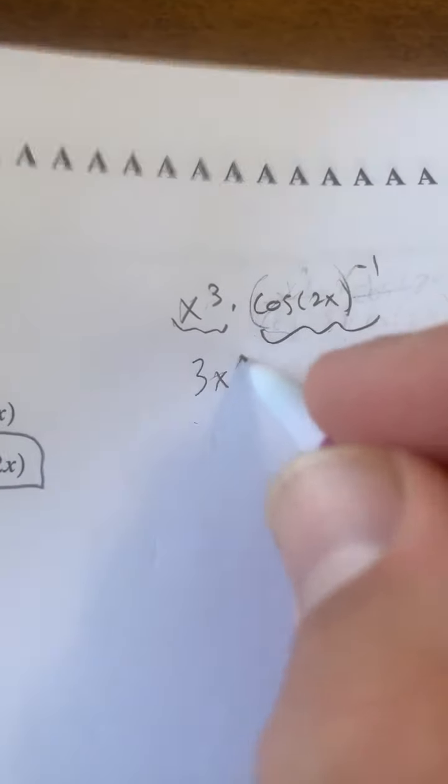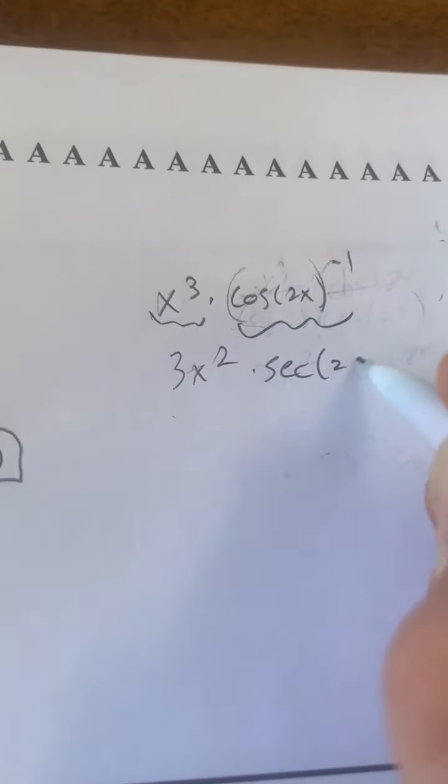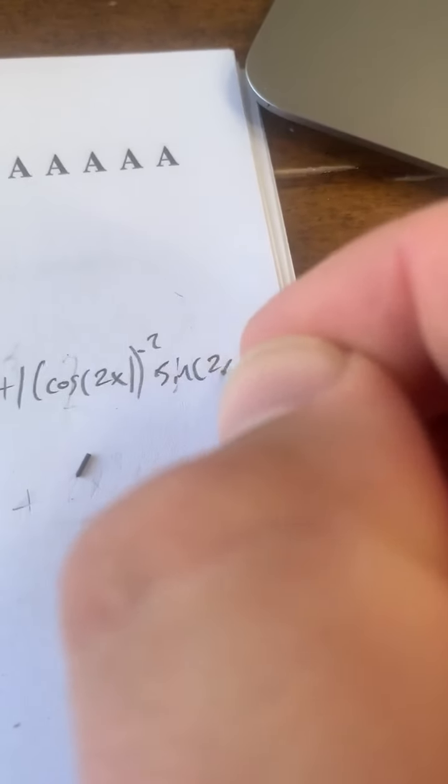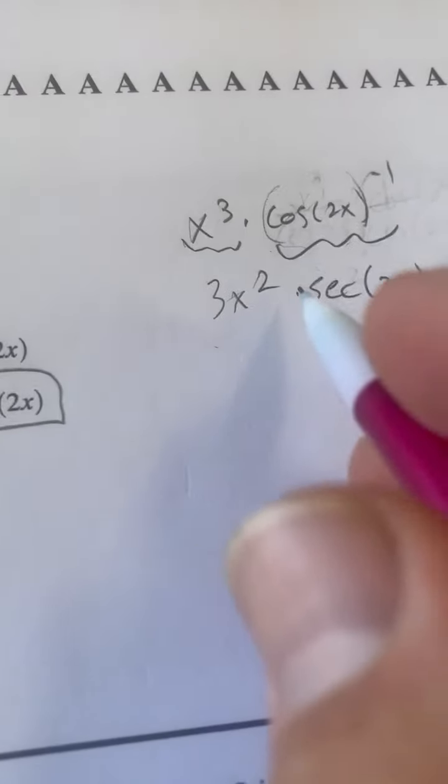So do the derivative of the first times the second, which is secant of 2x, plus the first, which is x cubed, times the derivative of this, which I would handle the negative 1 first. So I get negative 1 times cosine of 2x to the negative 2. Handle the negative 1, got to handle the cosine, which is negative sine, so that negative goes away. So I get sine of 2x times 2. So I got this guy here, which is fine. I'm just going to leave him alone.